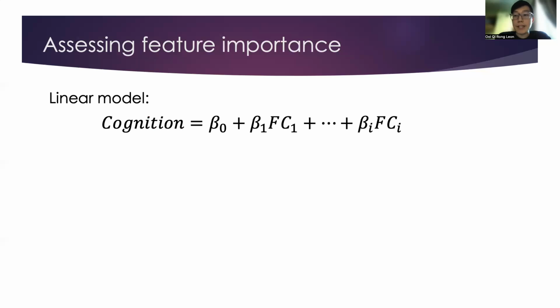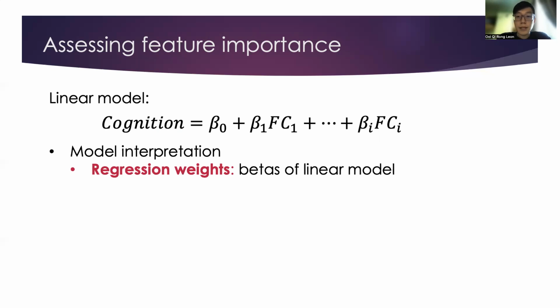Let's first assume that we have a linear regression model. So this model predicts cognition from the entries in the FC matrix. This would then be the formula relating the two variables. The first method that we can use to interpret the model is by examining the regression weights. This simply means looking at the betas for the model. So that's pretty straightforward.